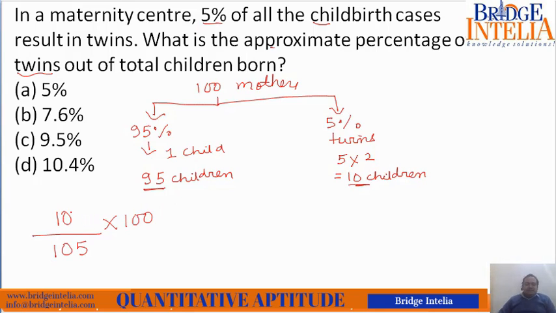So let's see. 200 divided by 21. This should be equal to 9 point something. If you calculate, this comes very near to 9.5. You can see obviously this is near to 9. This is the correct answer.